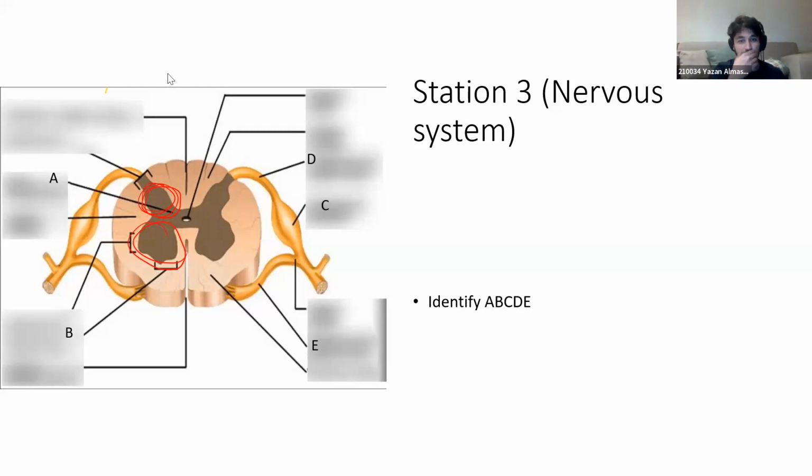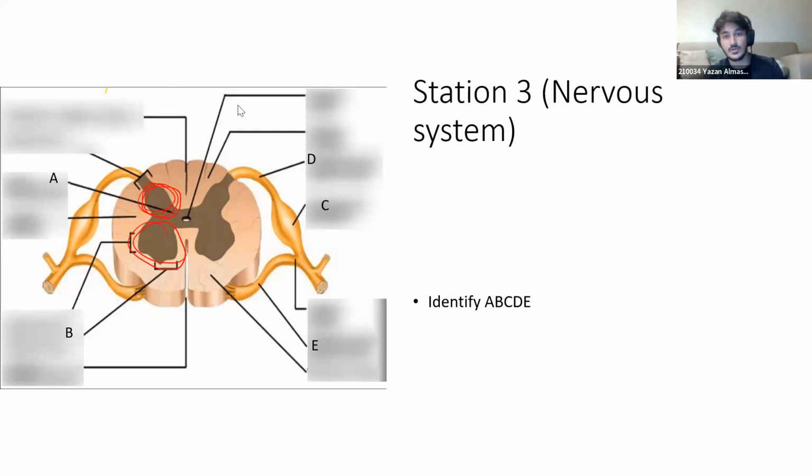Okay, perfect. Dorsal root ganglion, dorsal root, ventral root. Great, you guys identified it correctly.